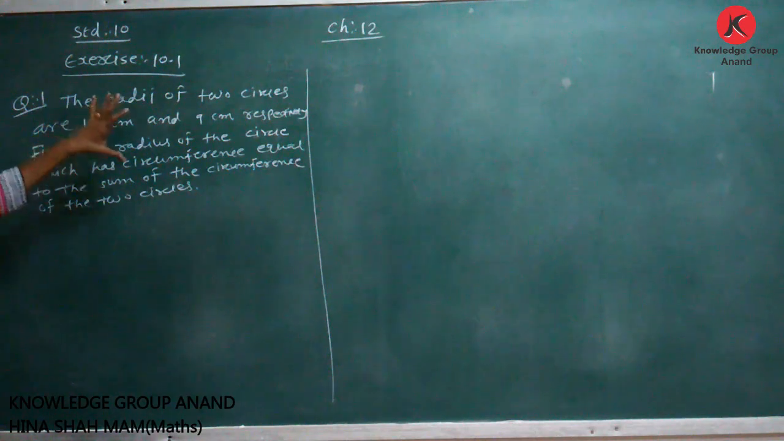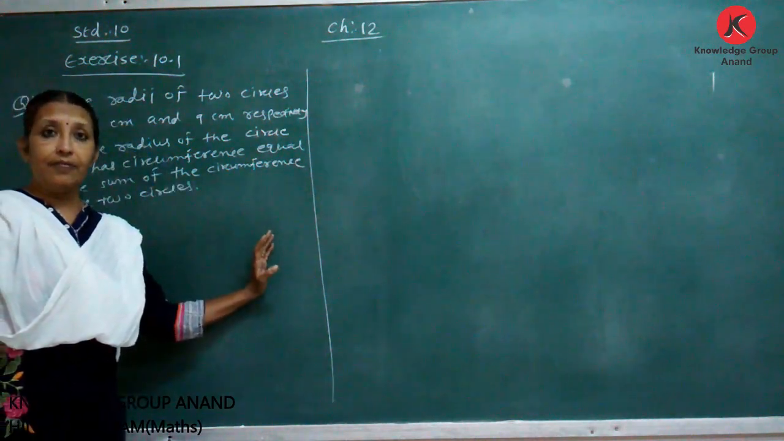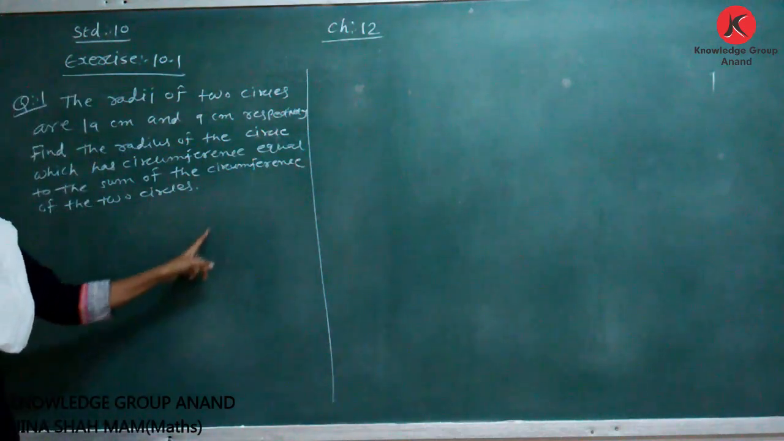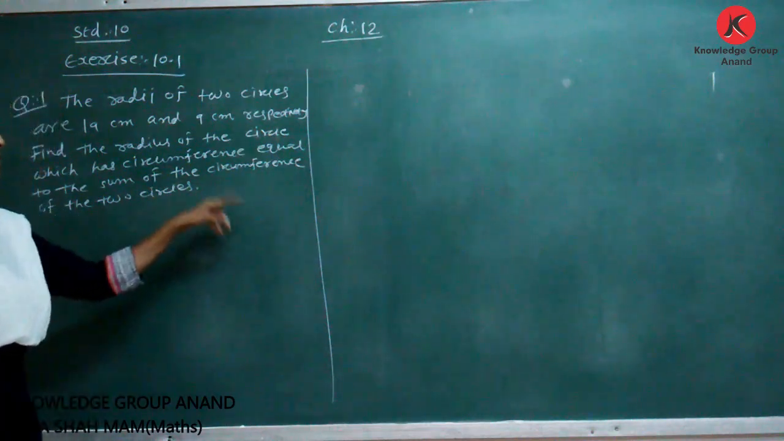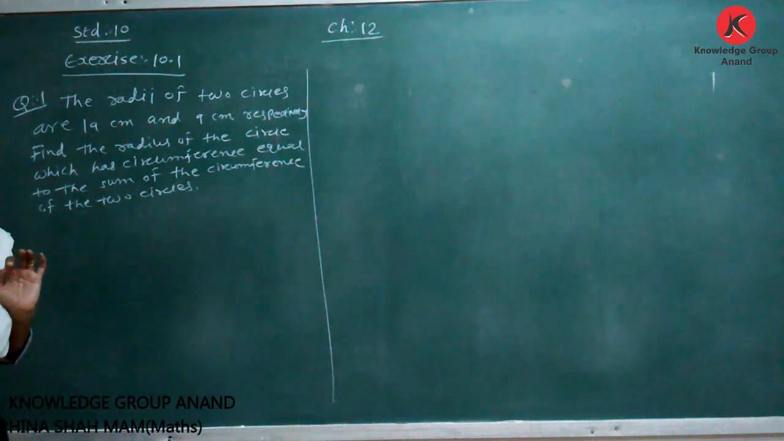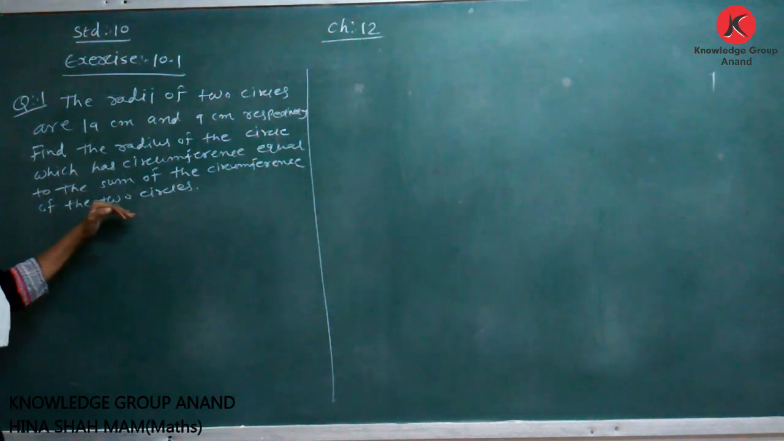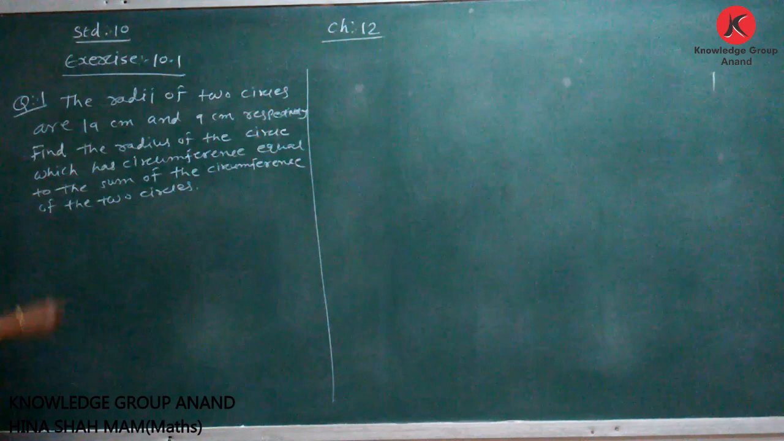Here in the question we have been given two circles with their radii. Then the circumference of these two circles is equal to the circumference of a third circle. Find the circumference of the two circles. Find the radius of the circle.